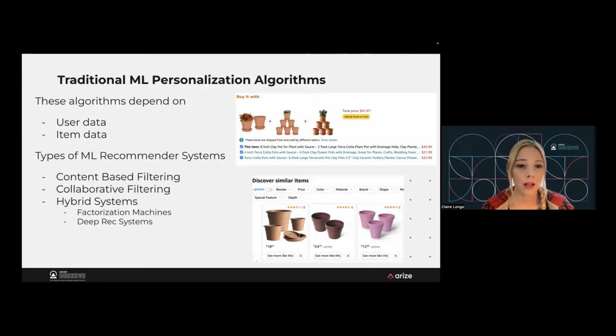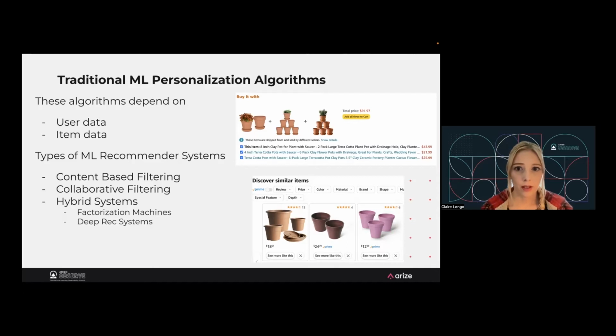I'd like to think of these algorithms in three different categories: content-based filtering, collaborative filtering, and hybrid systems. Content-based filtering uses that item data that I talked about, and that's the plot you see with the recommendations on the lower right of the slide. It just looks at the attributes of that item, the price, the color. There's a lot of attribute data available to us, but I'll look at those and just calculate similar items to put in front of the user.